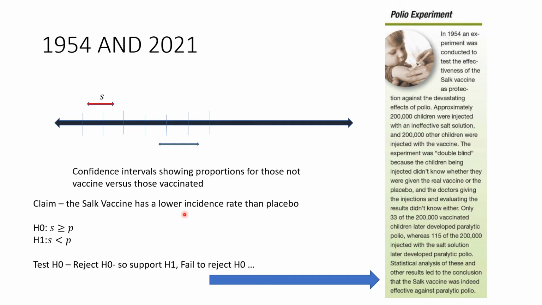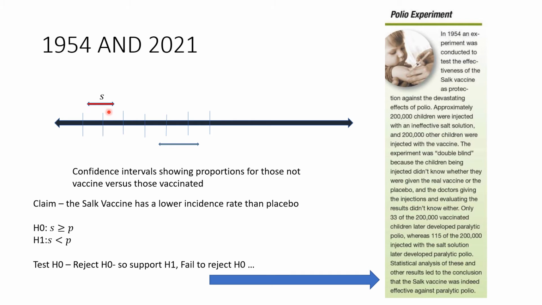So you see, the claim is that Salk has a lower incidence rate, so the proportion who get polio after getting the Salk vaccine is less than the placebo. So the claim becomes the alternative hypothesis. Now, if I say, well, what is the case if S is not less than P? That means that S is greater than or equal to P, and the equality makes this the null hypothesis. So now we're going to use confidence intervals. So we take the data of 33 of 200,000 and we get a confidence interval for the Salk vaccine.